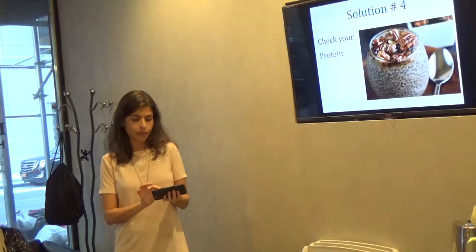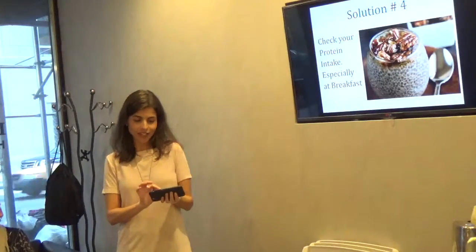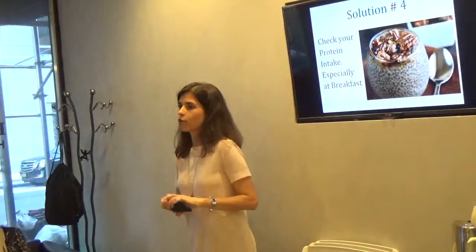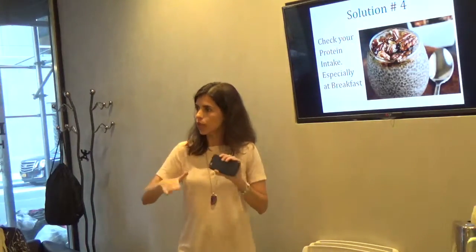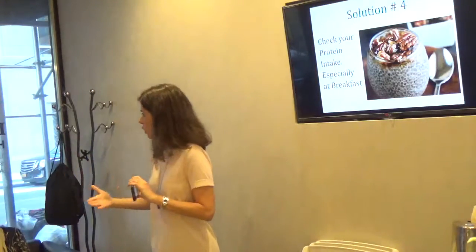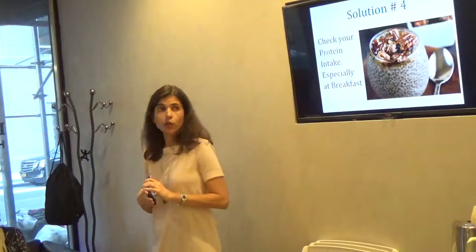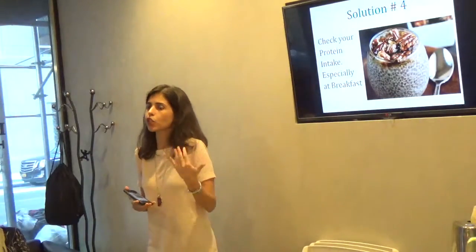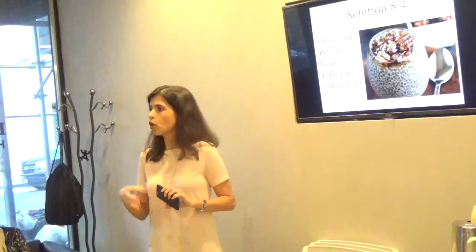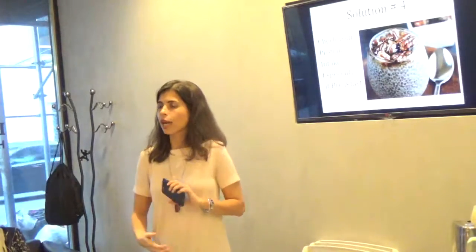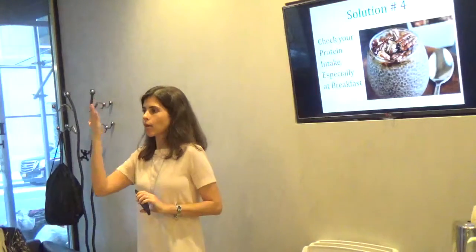to check your protein intake, especially at breakfast. So why is that important? Remember I mentioned before to have the nice curve to the sugar being sent to your bloodstream. You need fiber, you need protein, and you need healthy fats in all your meals. So when you eat protein, protein takes much longer than sugar to be digested. So when you're eating a carbohydrate with a protein, it will take longer to be digested. And if it takes longer, the sugar is not spiking up.